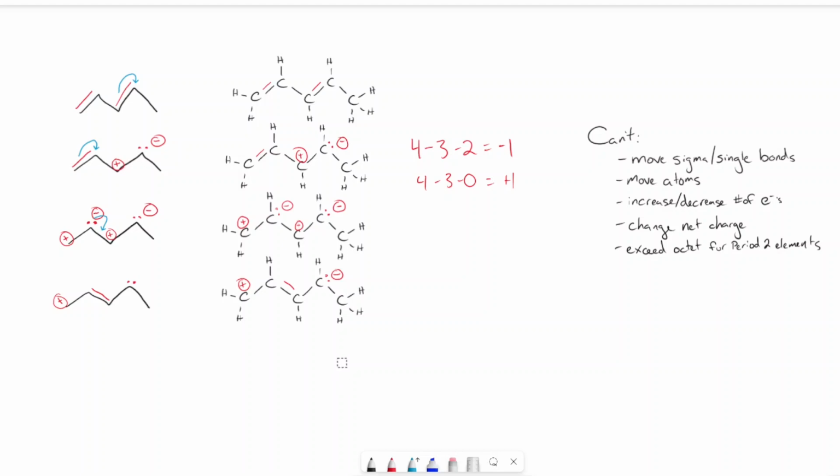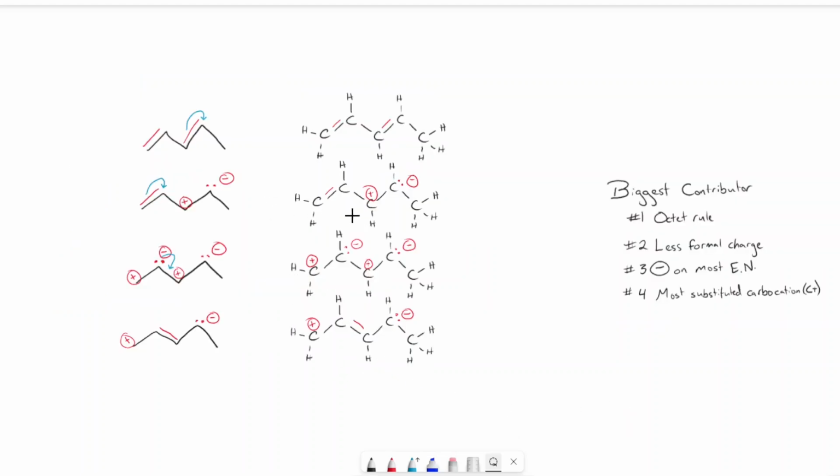However, in all reality, some contribute more than others. Let's take a closer look at those rules. These rules are in order of importance. The octet rule is the most important, and that question is, do each of your atoms have a full octet?